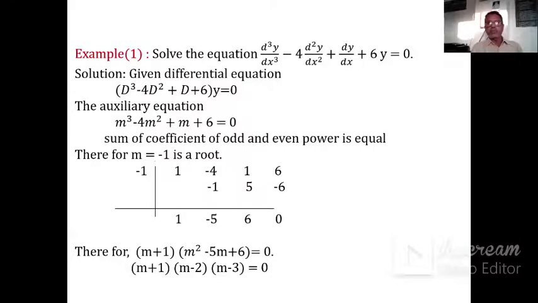Now the second factor is a quadratic. Therefore, we are able to factorize it. We know the techniques for how to factorize it. The factors of the second factor are m minus 2 and m minus 3. Means we obtain m plus 1, m minus 2, m minus 3. Therefore, m is equal to minus 1, 2, 3.